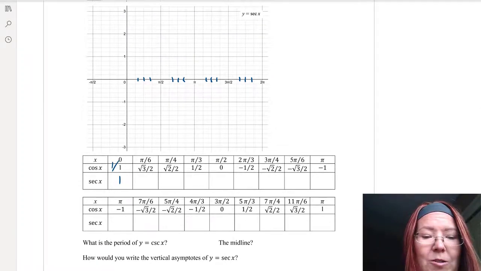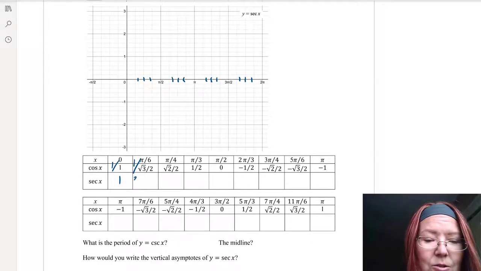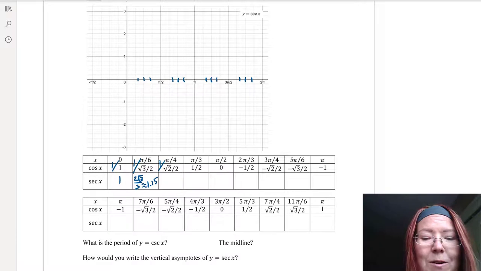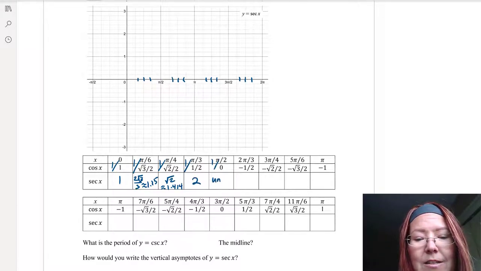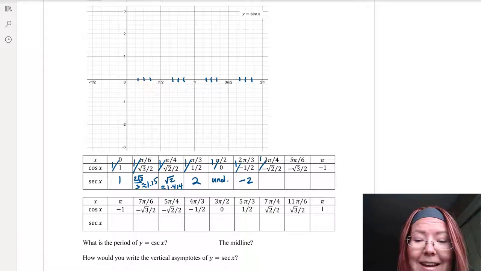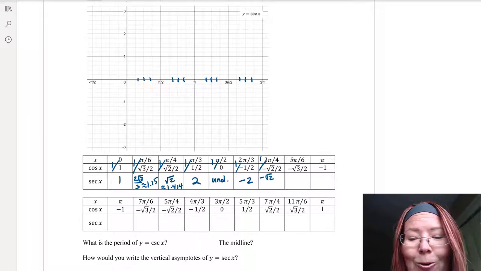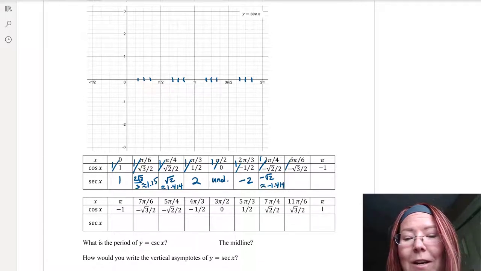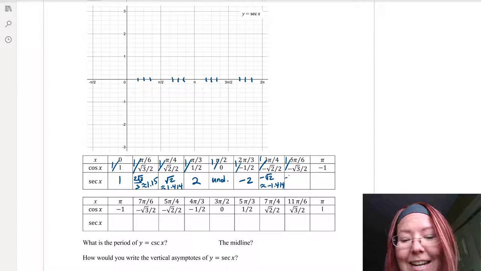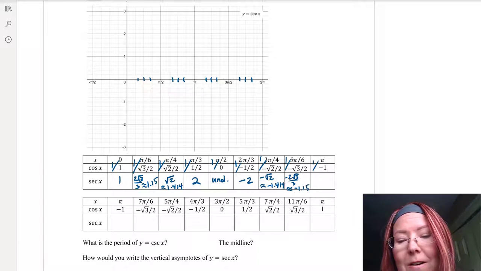So 1 over 1 is just 1. That's an easy one. 1 over the square root of 3 over 2 is 2 square root of 3 over 3, or 1.15. 1 over the square root of 2 over 2 is just the square root of 2, or 1.414. 1 over 1 half is 2. 1 over 0 is undefined. 1 over negative 1 half is negative 2. 1 over negative square root of 2 over 2 is negative square root of 2, or negative 1.414. 1 over negative square root of 3 over 2 is negative 2 square root of 3 over 3, or negative 1.15. 1 over negative 1 is negative 1.